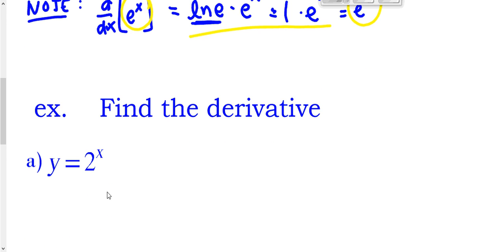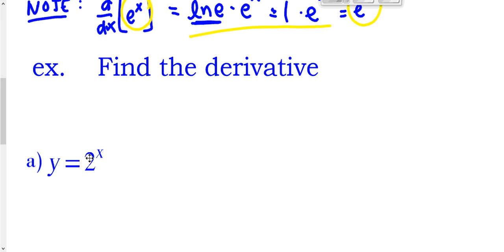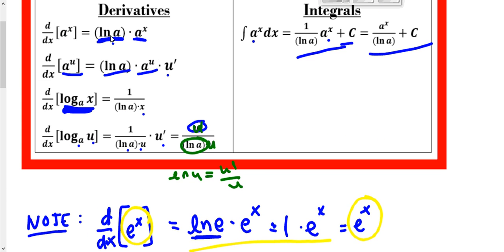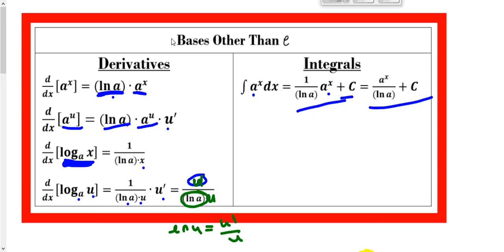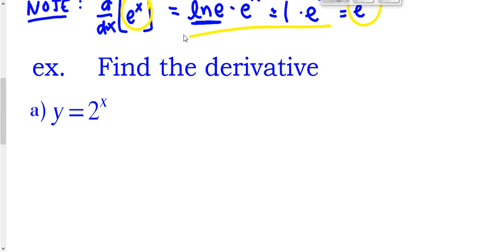Okay, let's find the derivative of y equals 2 to the x. Well, when we look at this chart, we have an exponential, ln of a times a to the x. So when we take y prime, the ln, what number is there? 2, times 2 to the x. Be careful to use parentheses, and that's it. That's all you do for this.